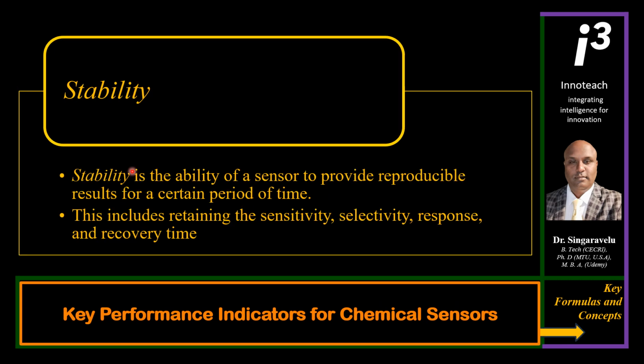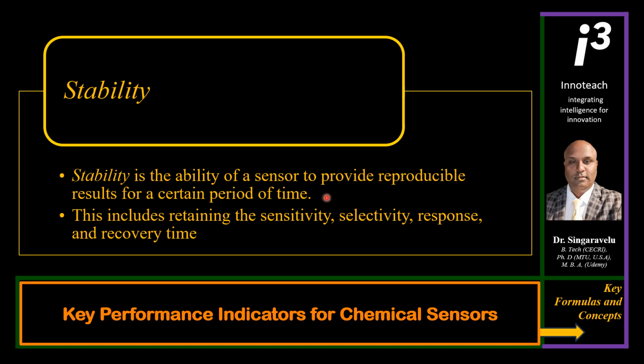Stability. It is the ability of a sensor to provide reproducible results for a certain period of time. So once we have a sensor at hand, which is deployed for any specific purpose, in an industrial application or for environmental monitoring, how long could the sensor operate as you expected or tested in the beginning? That parameter of how long it could provide you reproducible results for the duration of a time is called stability.